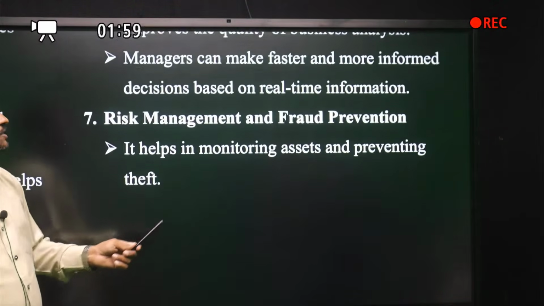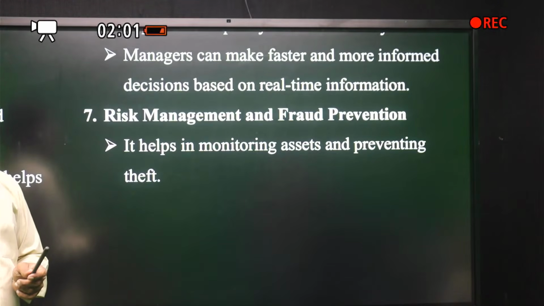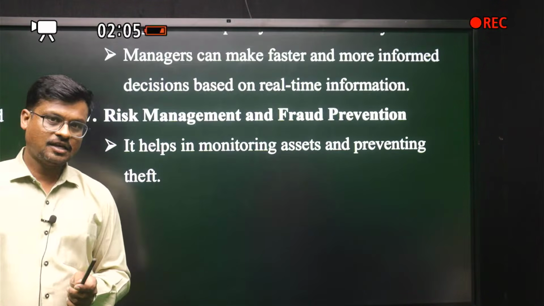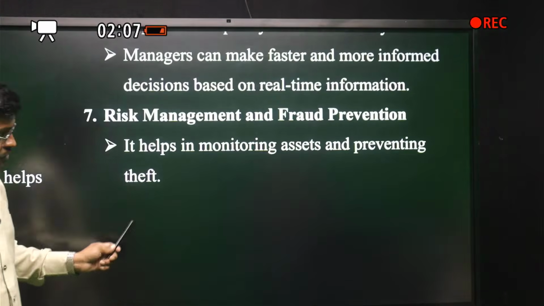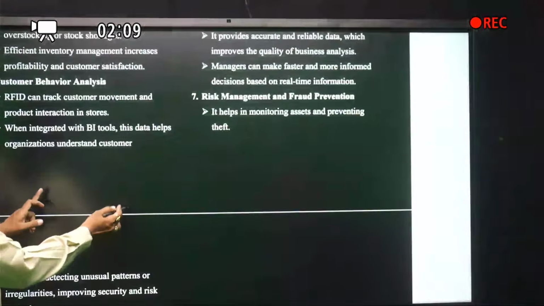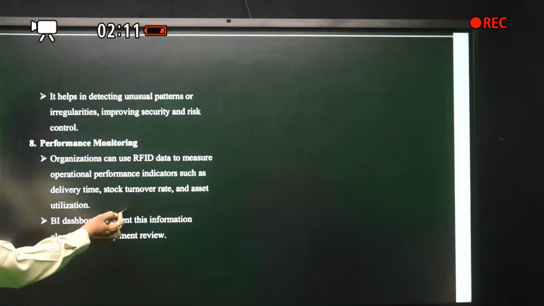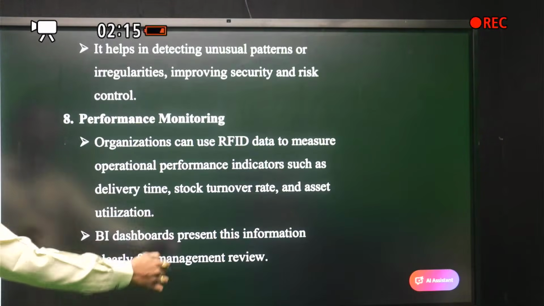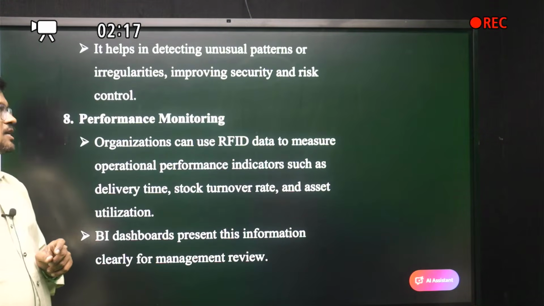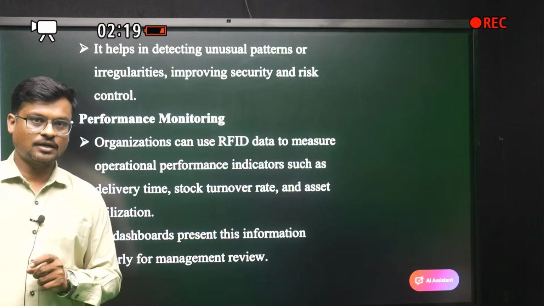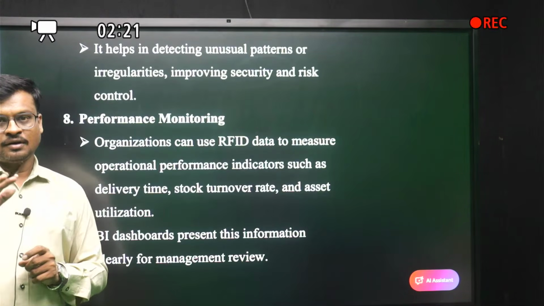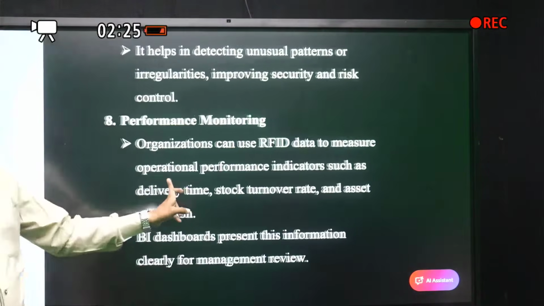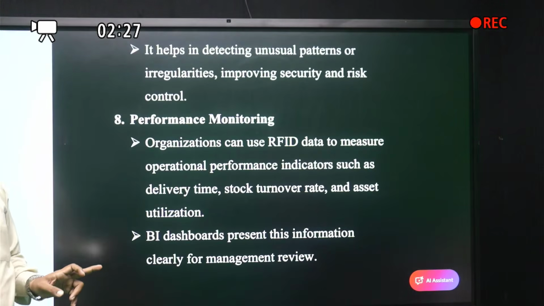Last and seventh one is risk management and fraud prevention. It helps in monitoring assets and preventing theft. It helps in detecting unusual patterns or irregularities, improving the security and risk control. We'll be able to understand the unusual patterns or irregularities, by which fraud can be reduced.